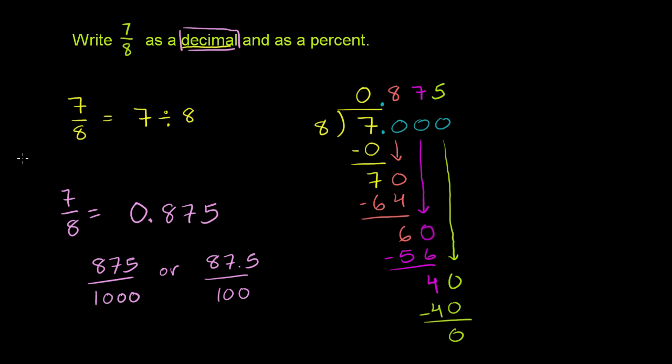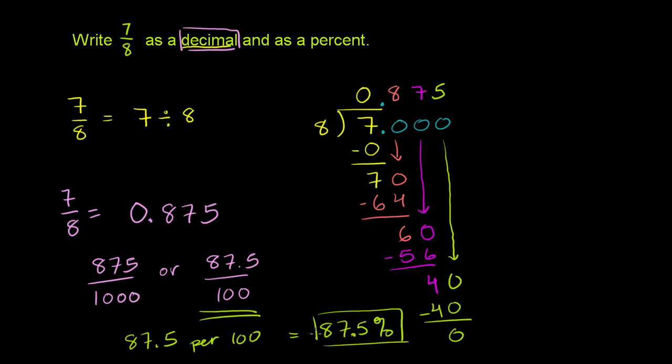So this second statement right here is literally saying 87.5 per 100, or per cent. So this is equal to 87.5 percent. So that gives you the reasoning for why it works.